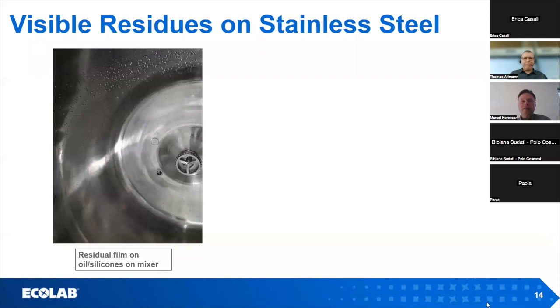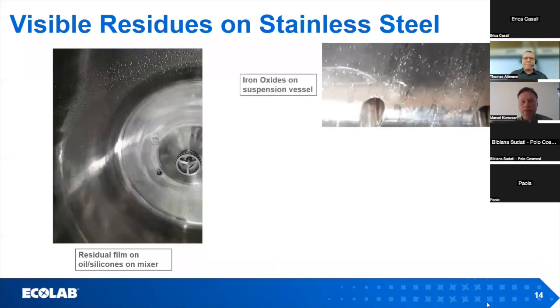Visual residues on stainless steel. Most of the equipment that we work on in the cosmetic industry is made from stainless steel, with different grades, and in the end that's already the challenge, to see the differences in grades. But here you can see on the left some examples of residue films of a silicone or an oil on a mixer. So you see there are droplets showing up. It's transparent. It should be nice. It's clean. I don't see any color, but is it clean?